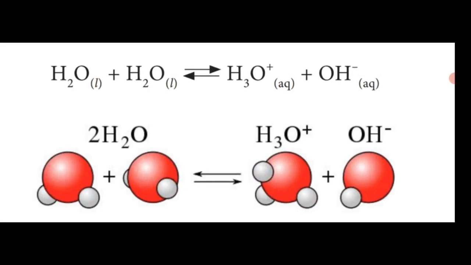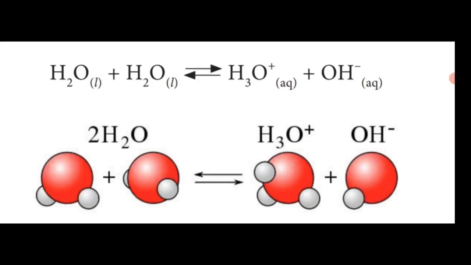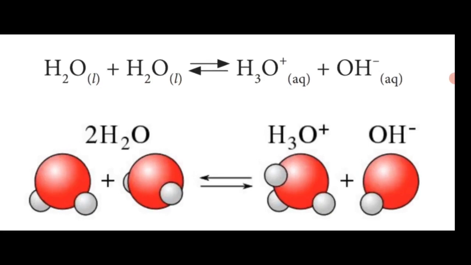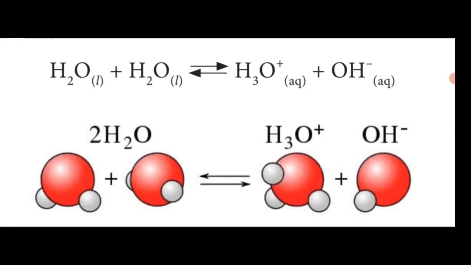Take two like molecules. What are the like molecules? Water, formula H2O and H2O. One water molecule's H plus ion, that is the proton, is transferred to another water molecule. So we get the H3O plus ion. Water absorbed the proton, so the hydronium ion is formed.